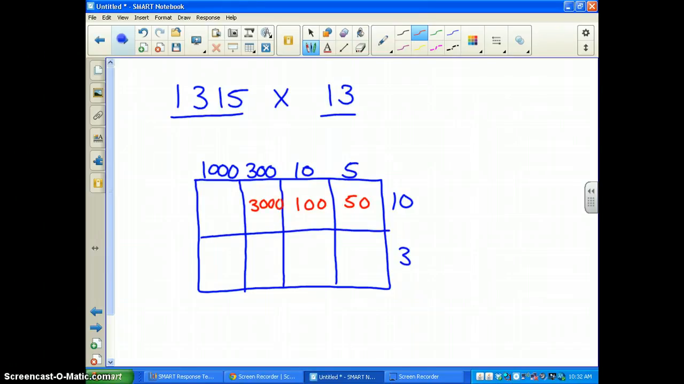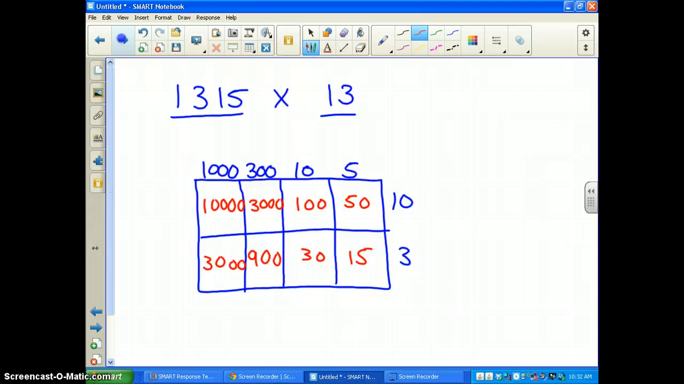1 times 1 is 1. And there are 4 zeros that I need to add to this one. Okay. And to the bottom. 3 times 5, that's easy, 15. 3 times 10, 30. 3 times 300, I don't really know what that is, but 3 times 3 does equal 9. And then there are 2 zeros. 3 times 1 is 3, and there are only 3 zeros that I have to add here.